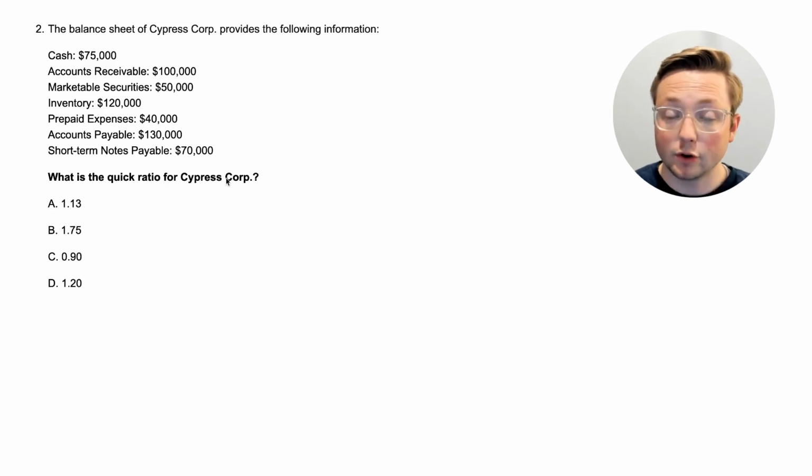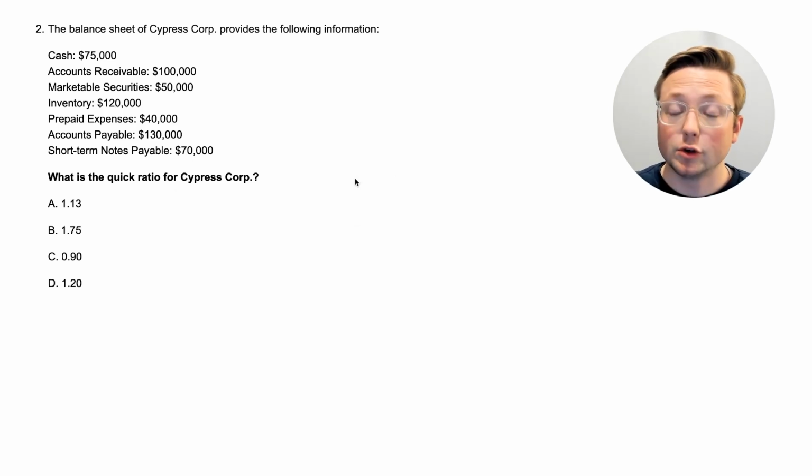Again, if you know how to do the quick ratio, then you will know how to do this as we read through it. If not, that's okay, but this is giving us context. Now we read through, knowing that we need to look for the quick ratio. The balance sheet provides the following information: cash $75,000, accounts receivable $100,000, marketable securities $50,000, inventory $120,000, prepaid expenses $40,000, accounts payable $130,000, and short-term notes payable $70,000. So with all that information, we need to figure out the quick ratio.